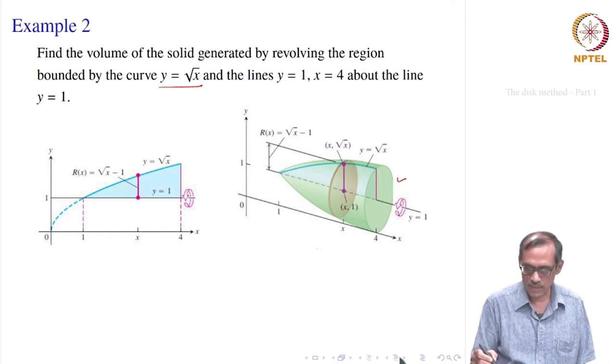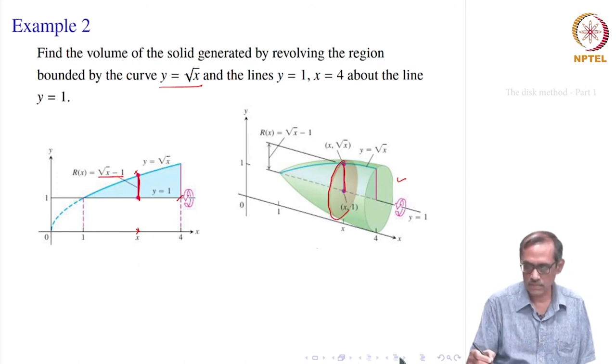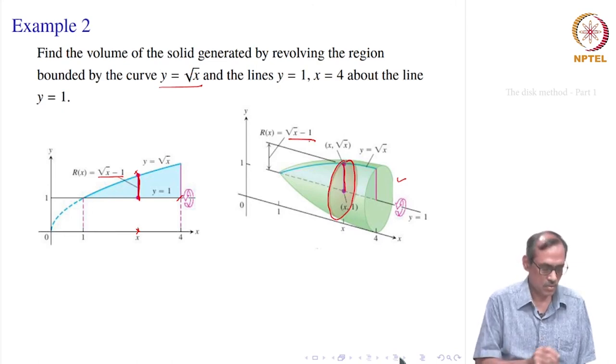So, first thing we have to find is this disk. What is the area of this disk? From our formula, it is pi times f of x square. But it is not just f of x, because the line is now y equal to 1. So, you have to get its radius really. What is the radius here? It is this line here, which is painted pink. Since this is y equal to 1 and this point is y equal to root x, the height is now 1 and this height is root x. So, it is root x minus 1. That is really the radius of that disk. Radius of this disk is root x minus 1. So, our A of x will be pi times root x minus 1 whole square.